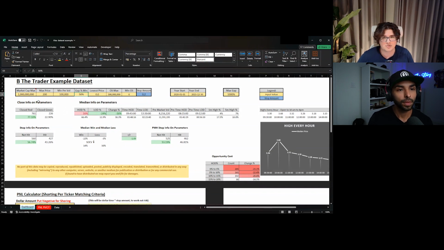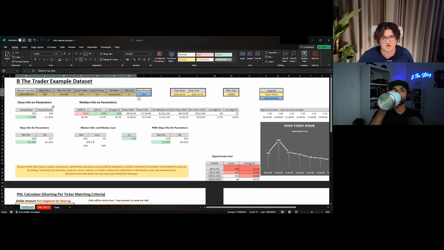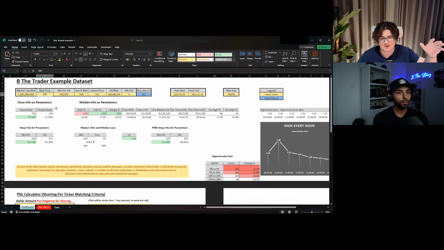Yeah, sure. So these are pretty much all the classic small cap variables. So we've got market cap, so this is $1 billion. We have the max price, so just the max opening price for that particular gapper. We have the minimum pre-market volume. We have the minimum gap percentage, the lowest price, and then this is outstanding shares, min and max. And then we have the max gap over here.